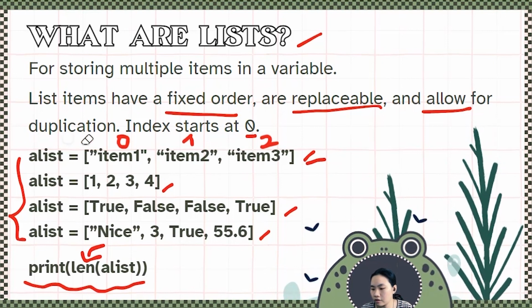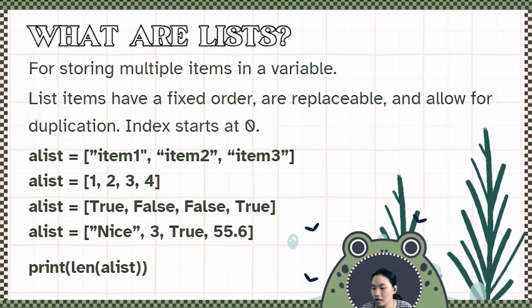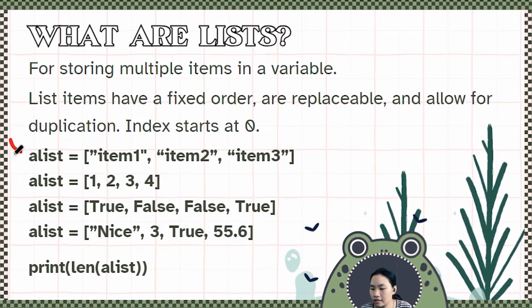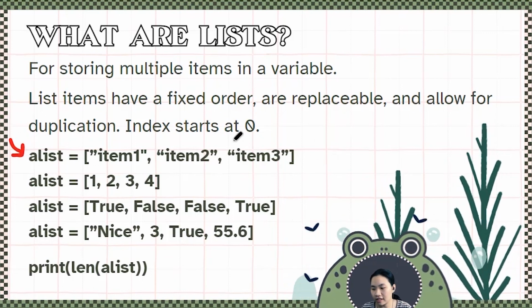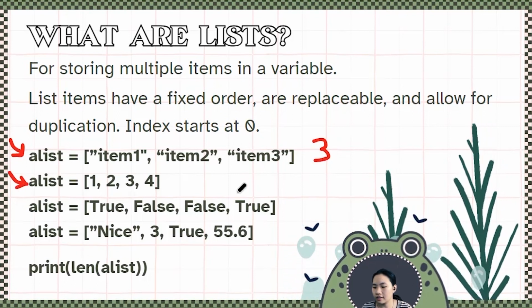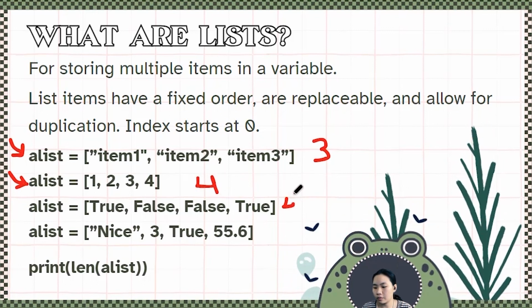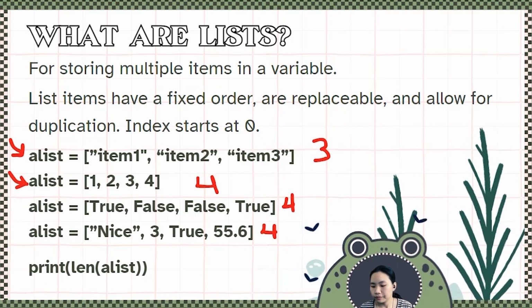so let me just erase this really quickly. What do you think is the length for this list? It is 3, right? There are 3 items in it. What do you think is the length for this list? It is 4. The same with here and with this one as well.